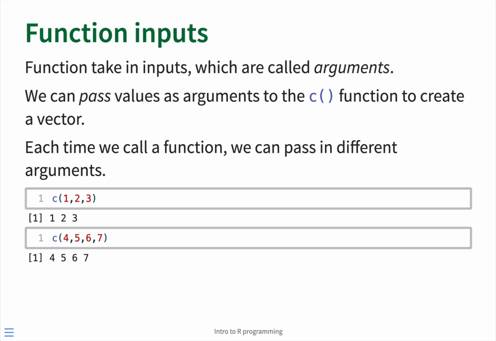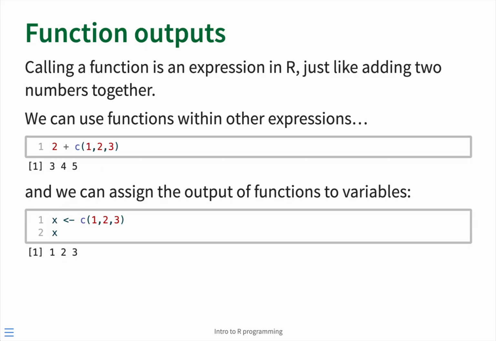Each time that we call a function, we can pass in different arguments, different inputs, and when we do that, we will get different outputs, or we might get different outputs. So here, for example, are two examples of using the c function with different inputs, and we get a different vector each time.